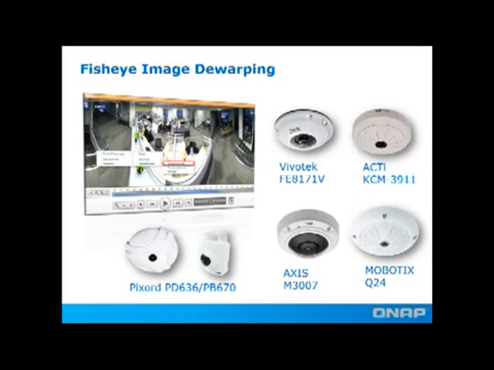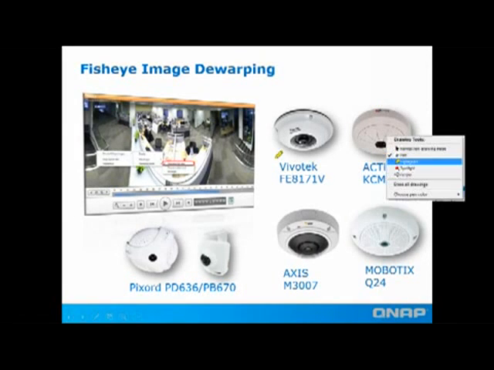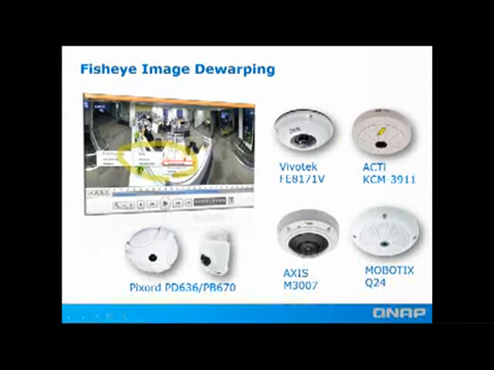For fisheye cameras, we support 5 different brands. Besides using the cameras' local dewarping function, you can use our own PC-based or HDMI-based dewarping. The benefit is that you can save the original image on your hard drive, but when you're watching it, you can change the layout on the fly, like what I circled here. I can change the type of viewing area that I want on the fly or on playback.